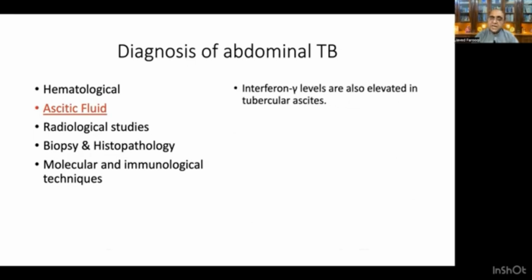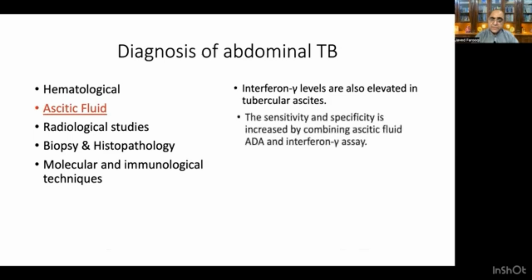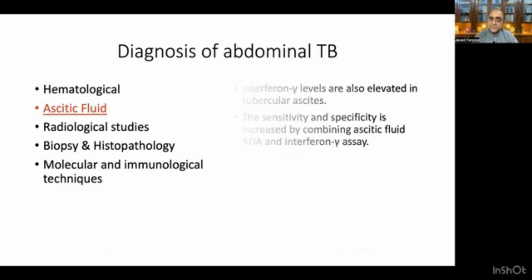Interferon gamma levels are also elevated in tubercular ascites. Then sensitivity and specificity of interferon gamma levels is increased by combining ascitic fluid levels of the ADA and interferon gamma. So when both are increased, it will suggest tuberculous nature of the ascites.